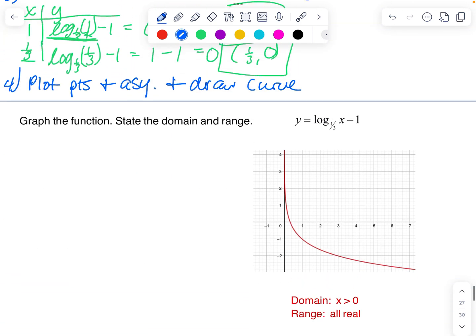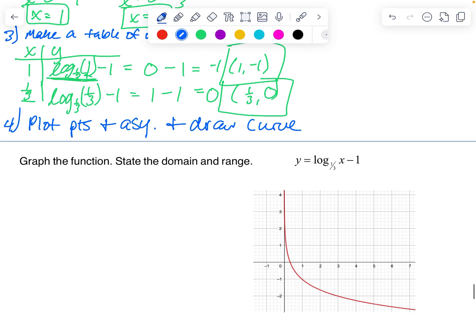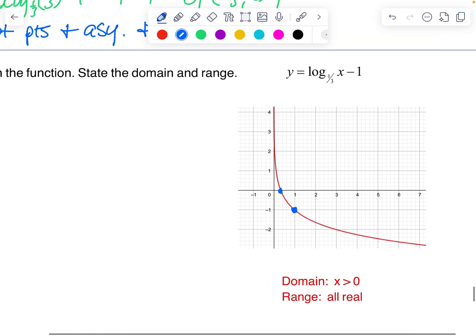They've done that already here for us, but just to get a better picture of what we're doing, if I were to plot the point (1, -1), that happens right here, and the point (1/3, 0), they've got that graphed here. If I were to draw my asymptote at the vertical line of x equals 0, that's where my asymptote would be. Draw your curve just like we were drawing our curves with exponential graphs. They're just oriented differently now because this is an inverse to an exponential graph.